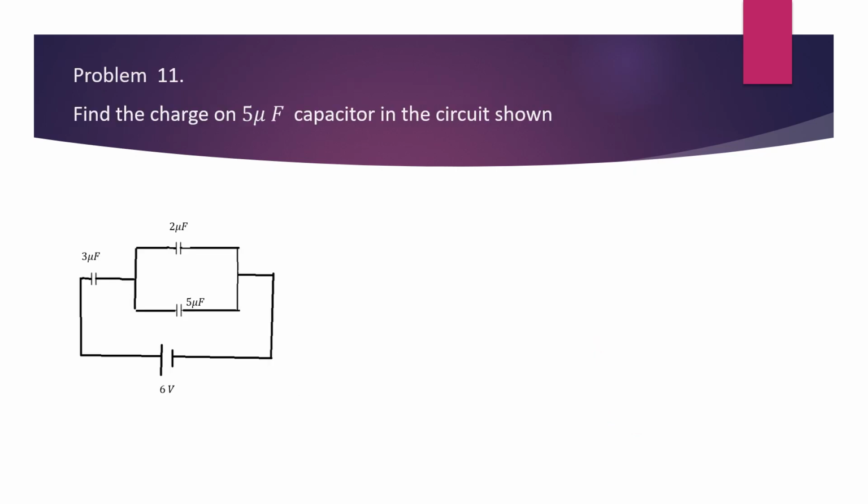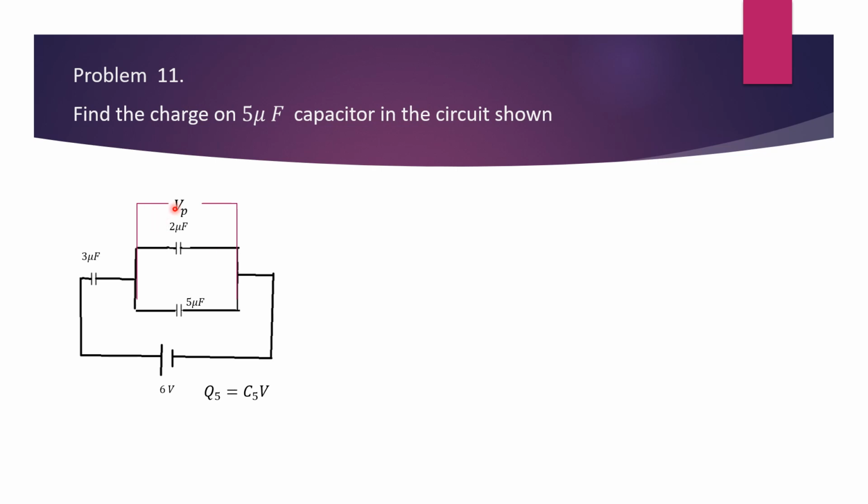So problem number 11, and it says find the charge on the 5 microfarad capacitor in the circuit. This is a circuit given in this problem, and this is a 5 microfarad capacitor. We need to find the total charge on this capacitor. So that means I rename this charge as Q5 is equal to C5 into V. That means I need to find the voltage across this capacitor. The voltage across this capacitor will be the same as the voltage across these 2 points, so it will be the same voltage for the 2 microfarad capacitor as well.